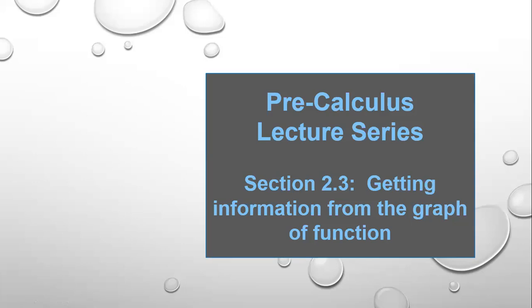In this video, we're going to start to talk about section 2.3, getting information from the graph of a function. From the previous two sections, we started out with section 2.1, where we gave the basic definition of a function. Then we took a look at the domain and the range of functions and how to find them.